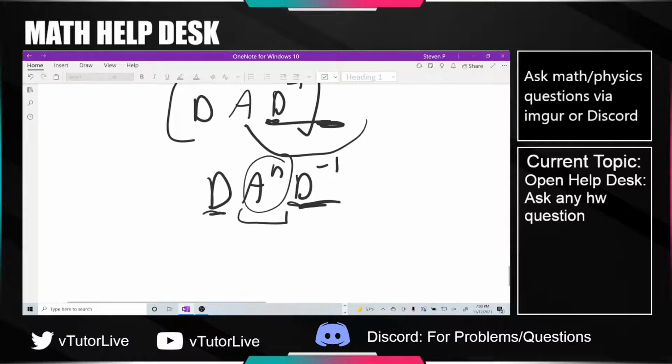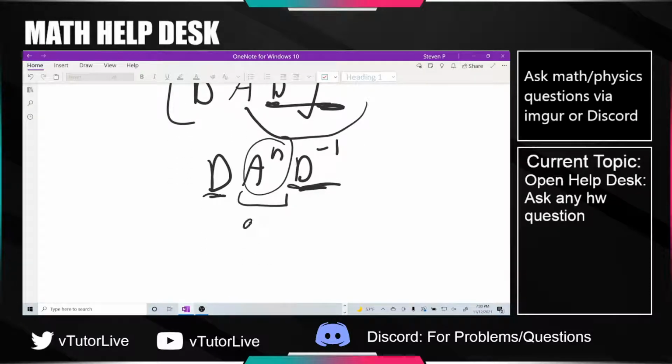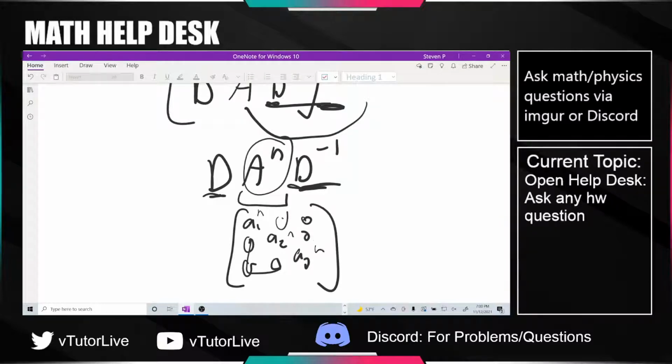Because remember that if A is diagonalized, it looks like A1, A2, and A3, and the rest of them are zeros. And this lets you just raise each one of these to the nth power. That's the idea.